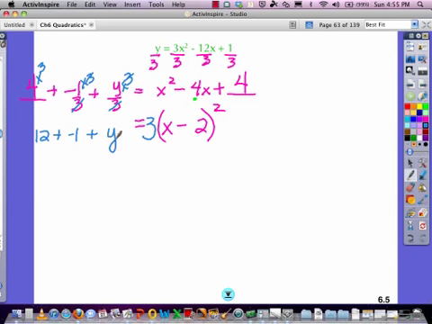So finish putting it completely in vertex form. Clean it up. Our y should lead off. 12 plus a -1 is 11. Equals 3 times the quantity x minus 2, that quantity squared. So again, we can say our vertex is at +2, -11, if anybody asks.